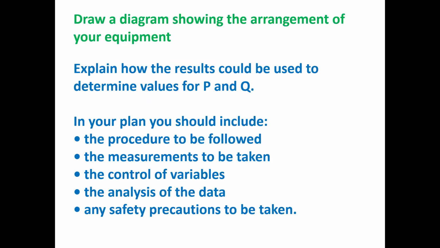Now this is a formal sheet. This happens in every question. Draw a diagram showing the arrangement of your equipment. Explain how the results could be used to determine values for P and Q. In your plan, you should include the procedure to be followed, the measurements to be taken, the control of variables, the analysis of the data, and any safety precautions to be taken.